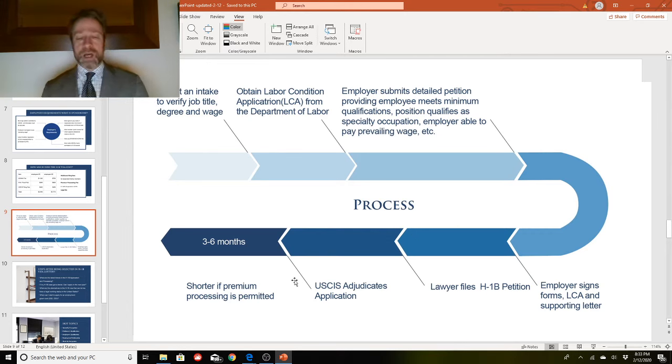And then USCIS adjudicates the petition. In recent years, it's been taking 3 to 6 months for the H-1B to be approved. It tends to take on the longer side if there is a request for evidence, which has become more frequent. So we expect that this year the whole process will probably take a similar amount of time as it did in the past. It may take anywhere from 3 to 6 months, or possibly longer in some cases, for the H-1B petition to be approved.